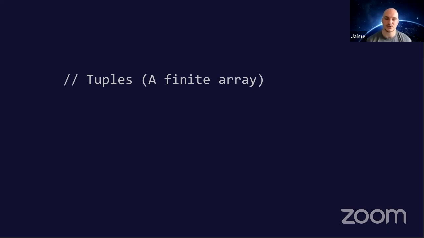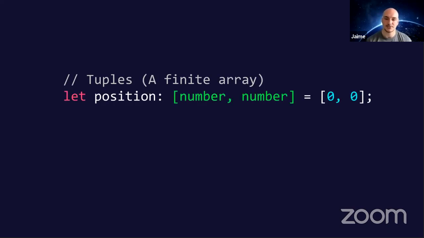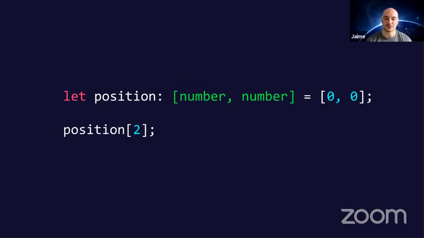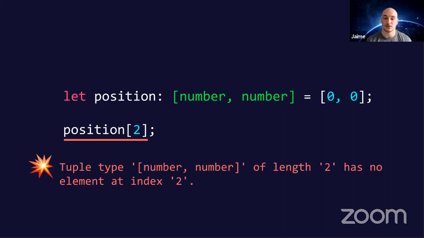We also have tuples, so it's a finite array. This is how you do it. You say, I have 2 items, and they're of type number. And the good thing about this is that if we try to index something outside of the tuple, you get a compiler error. This is a type that only exists in the type dimension, so it doesn't affect performance when you actually transpile your code, which is very nice. You have this that gives you help during development, but it disappears at runtime.